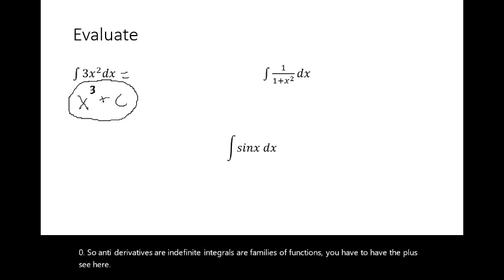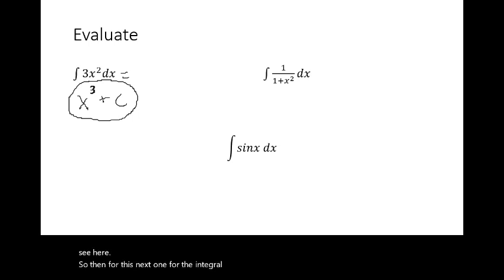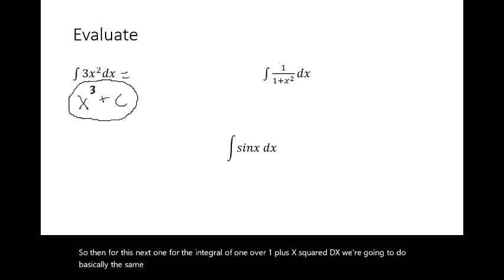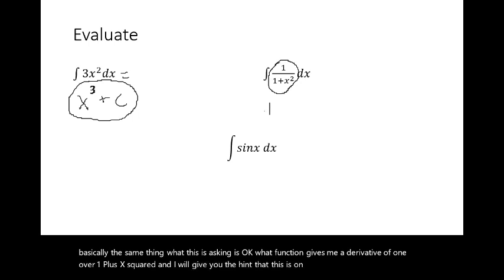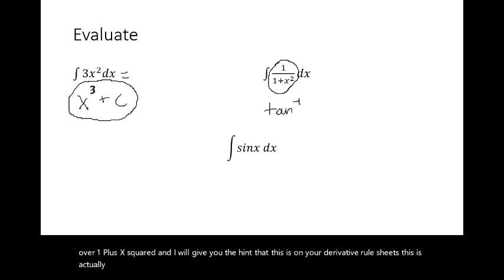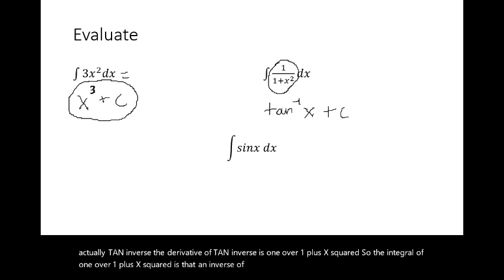So then for this next one, for the integral of 1 over 1 plus x squared dx, we're going to do basically the same thing. What this is asking is, okay, what function gives me a derivative of 1 over 1 plus x squared? And I will give you the hint that this is on your derivative rule sheets. This is actually tan inverse. The derivative of tan inverse is 1 over 1 plus x squared. So the integral of 1 over 1 plus x squared is the tan inverse of x plus any arbitrary constant c.